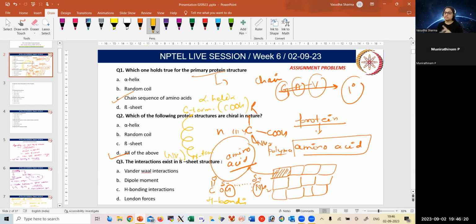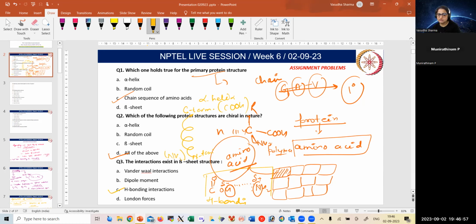So in beta sheet, what exists? Van der Waals interactions, which do not have any charge or anything; dipole moment interactions; hydrogen bonding interactions; or London forces. Van der Waals interaction. Are you sure? It is the beta sheet I've just drawn over here, right? One sheet is having carboxylic, the other is having amine group, and here they are exchanging the proton. One is creating delta negative, the other is creating delta positive, and that is creating a hydrogen bond. Hydrogen bonding interactions are the ones actually existing in the beta sheet structure.